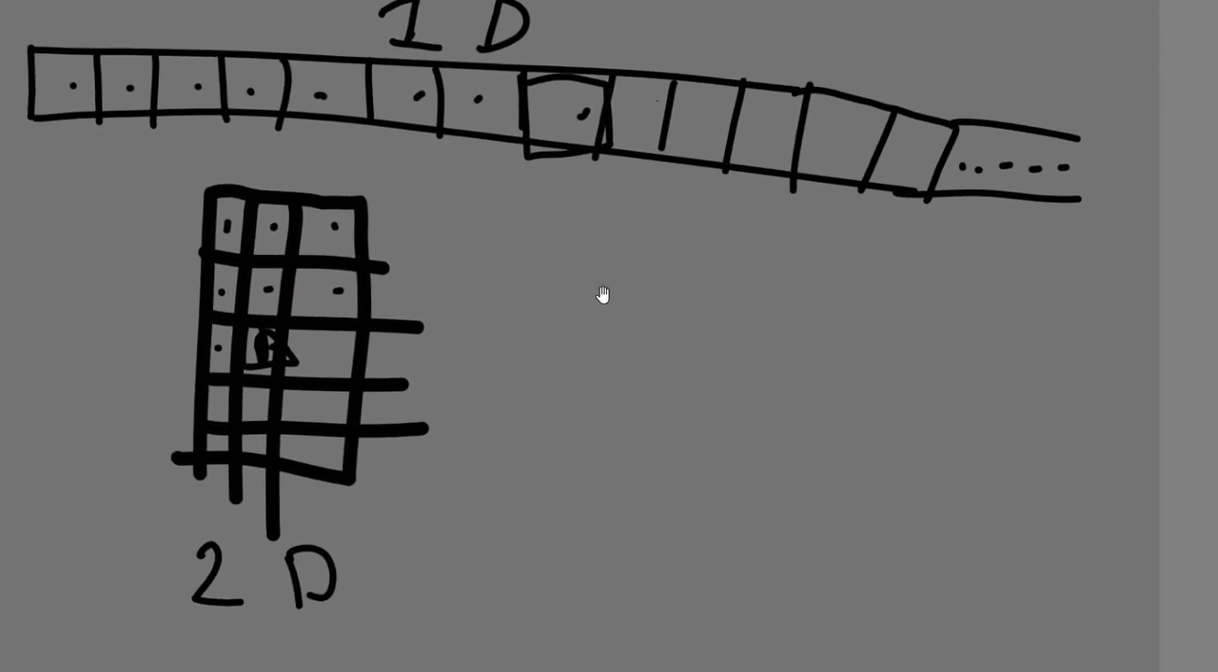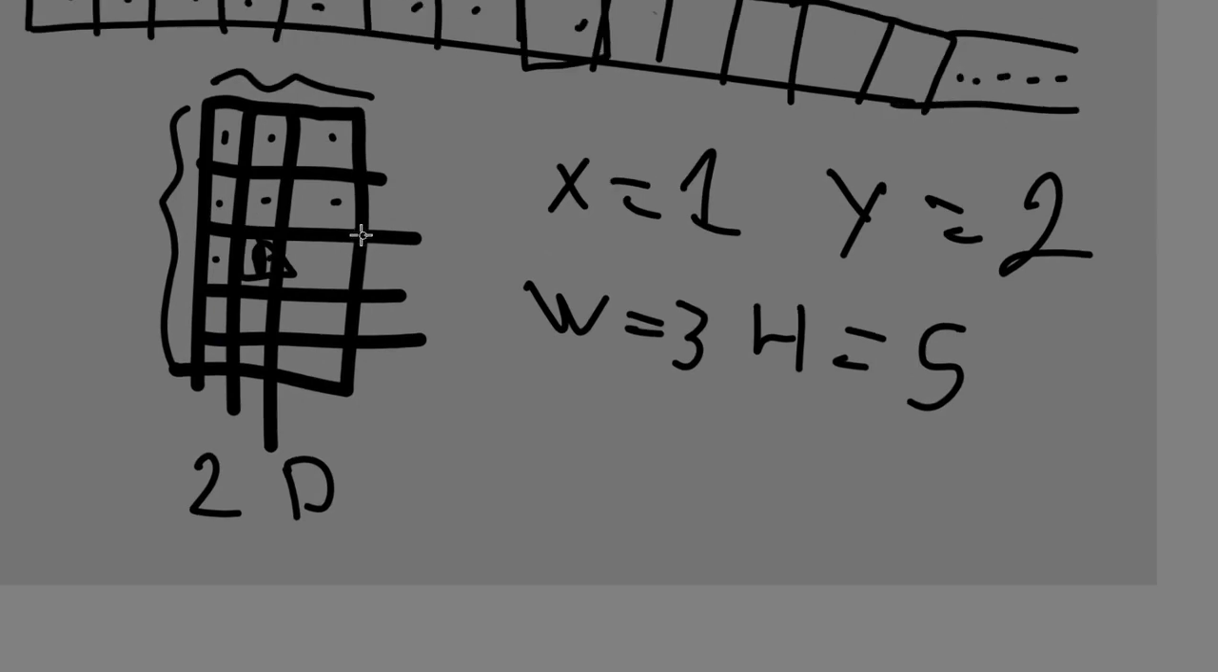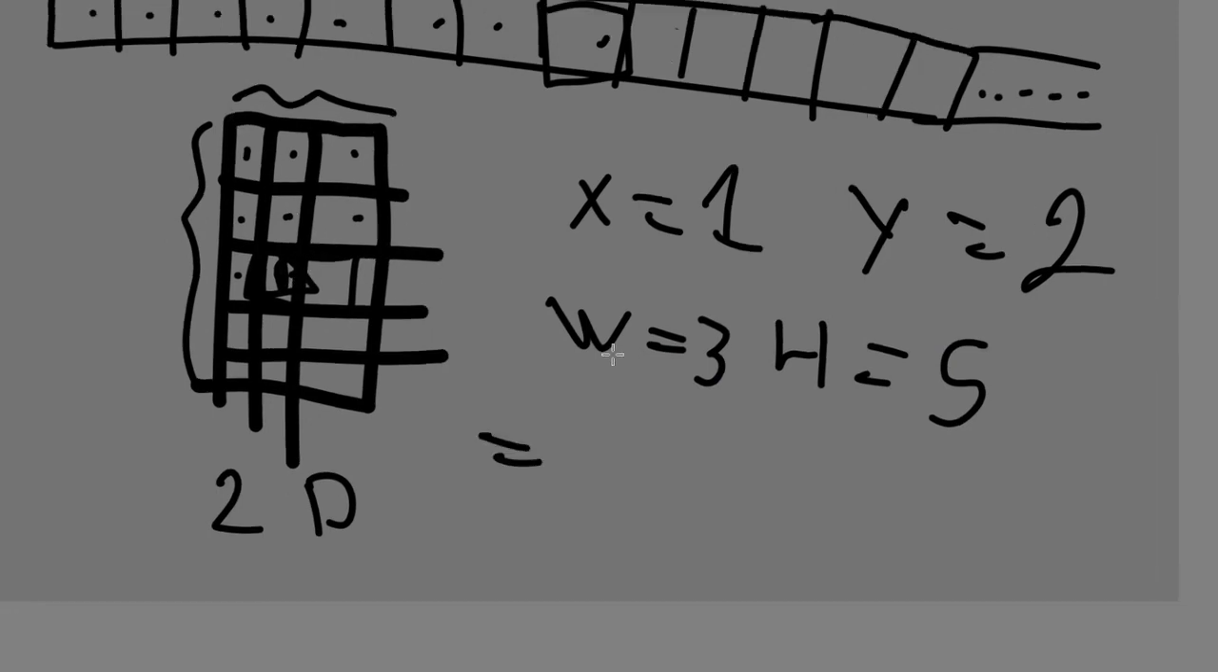Let's do this mathematically now. The information we have is the X and Y positions and the width and the height of our board. In this case, the X we selected is 1 and the Y is 2. The width of our board is 3 and the height is 1, 2, 3, 4, 5. So to get the number of cells above our cell, all we have to do is multiply the Y by the width. So we go W times Y. And this is going to take care of these tiles.